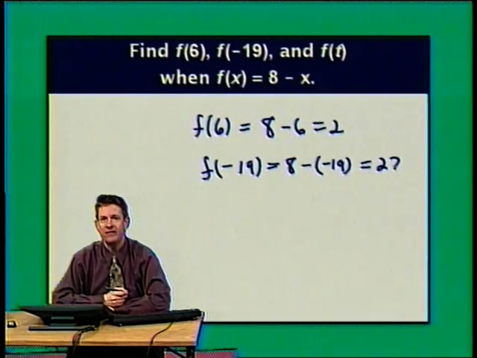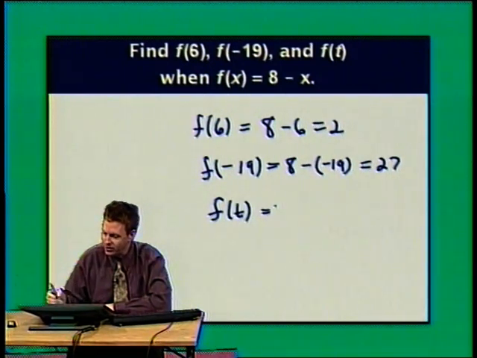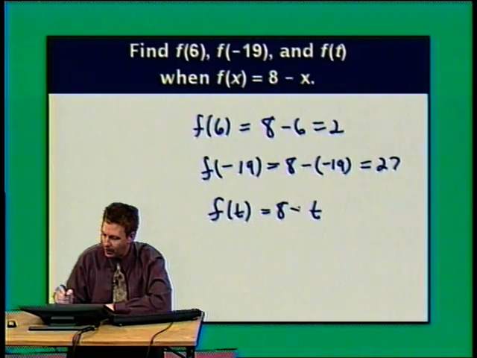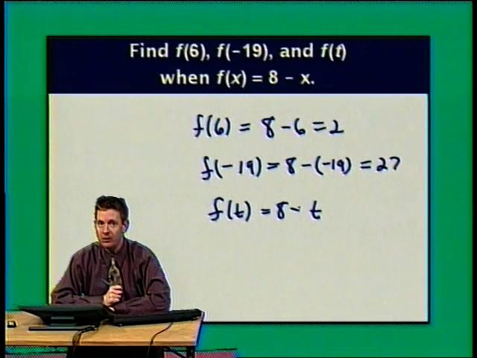When we found f of 6, we subtracted 6 from 8. When we found f of -19, we subtracted -19 from 8. So I guess when we find f of t, what we need to do is subtract t from 8. T and x are sometimes called dummy variables. And as long as you use the same dummy variable on both sides of the equal sign, it doesn't matter what letter you use to represent the input of your function, because once you replace that letter with a number, you're going to get the same result.